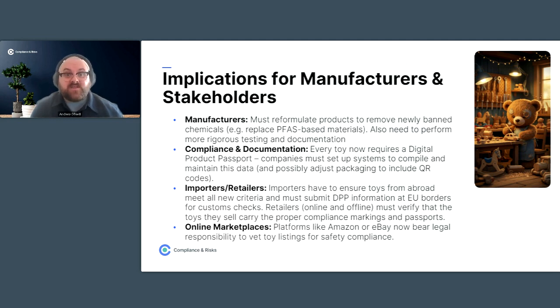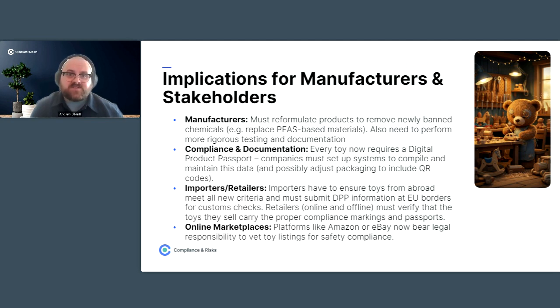Companies do have a transition period. I'll cover that in the timeline. And investing in safety does tend to pay off by avoiding recalls and protecting brand reputation.